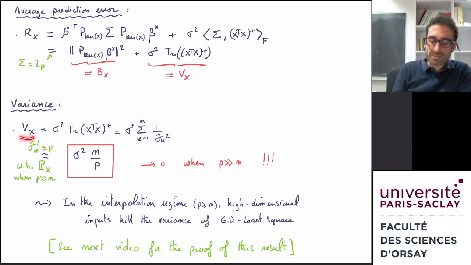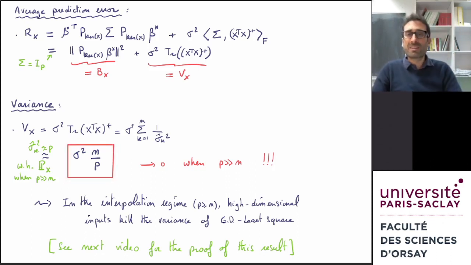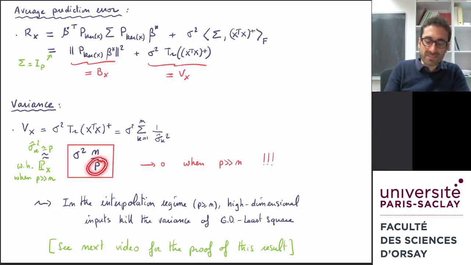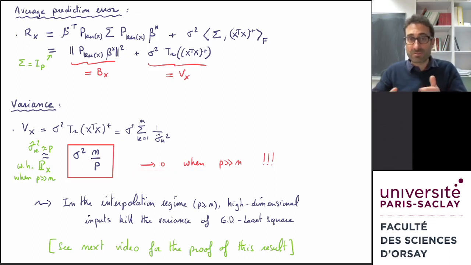So my variance, when P is large and with high probability with respect to the design X, will be essentially equal to sigma^2 N over P. And this is very striking because usually we are used to having sigma^2 times the dimension divided by N. But here you have sigma^2 N divided by the dimension. So this is very unusual. In particular, if P goes to infinity, so P much larger than N, this quantity goes to 0. So for very large inputs, your variance goes to 0.